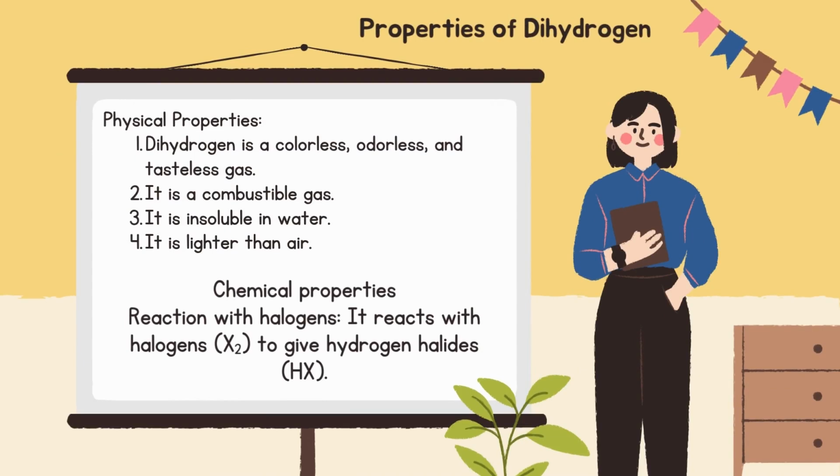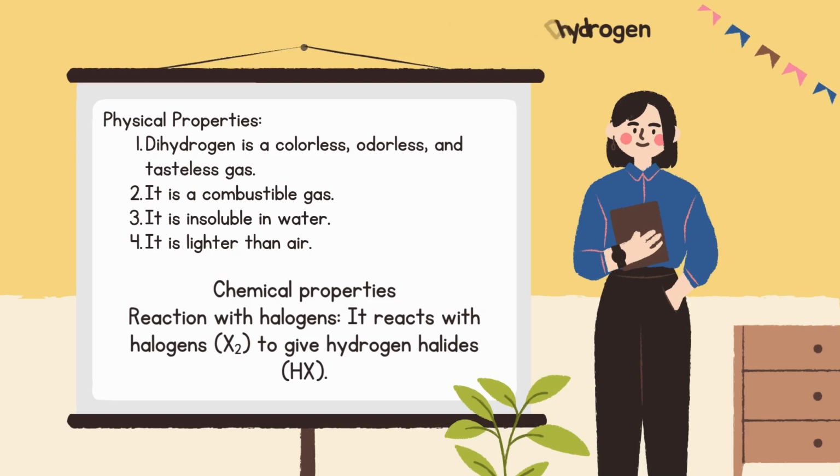Dihydrogen is a colorless, odorless, and tasteless gas. It is a combustible gas. It is insoluble in water. It is lighter than air. Chemical properties: reaction with halogens. It reacts with halogens, X2, to give hydrogen halides, HX.